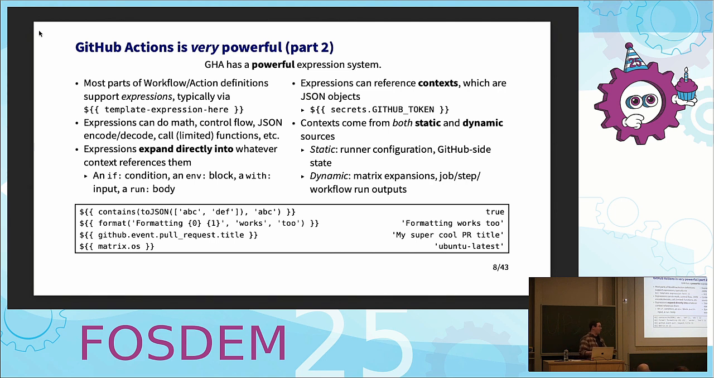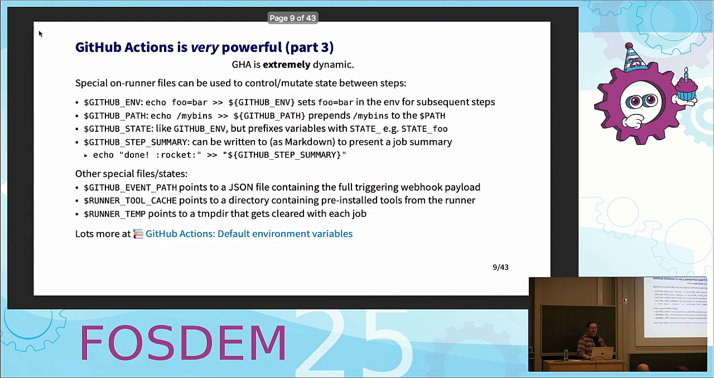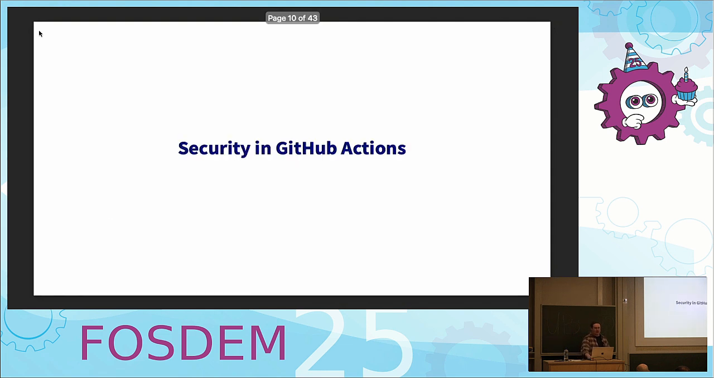Okay, I realize I have way more stuff than I thought, so I'm going to breeze through this. Even more powerful, you have these special variables. You can set environment variables, you can set the path, you can set variables between steps, and you can also set step summaries. There's also special file system state, like event path and tool cache, and these are, again, useful in ways we'll see. So now let's talk about the security of all of that.